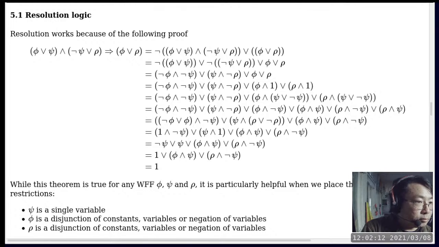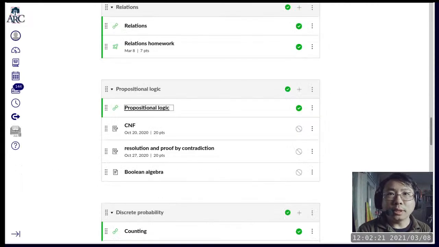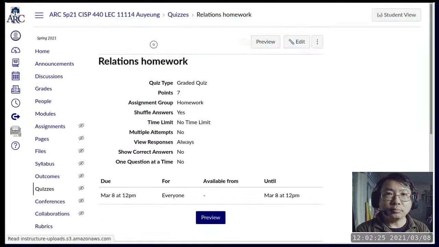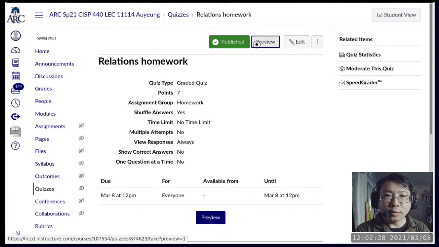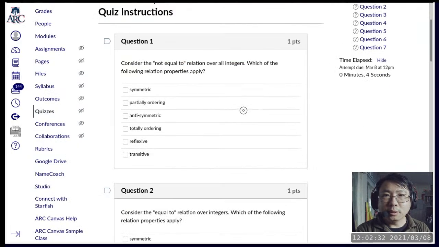Oh, okay, I'm just looking at the homework assignment request. Sorry about that, I didn't see that earlier. Okay, so let's go back and take a look at the relation homework. And I'm gonna do my own version. Alright, so there we go.